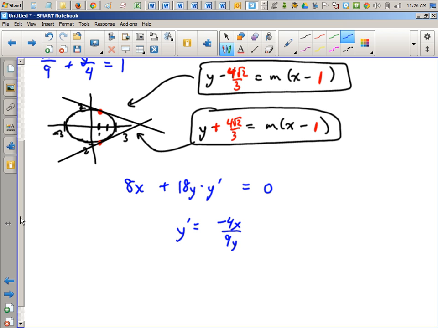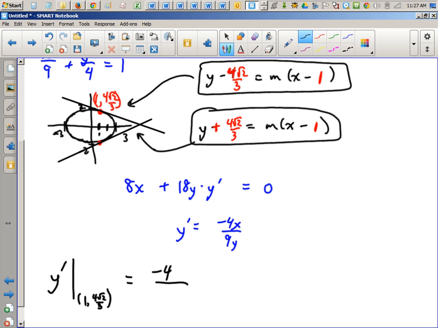Notice that your derivative requires 2 inputs. That's normal for implicit differentiation. You have 2 inputs. But that's okay because we already know both the x, y coordinates of each of these points. So let's start by plugging in the 1 comma 4 root 2 over 3. That's this top point. So if I plug in 1 comma 4 root 2 over 3, I can write that like this.